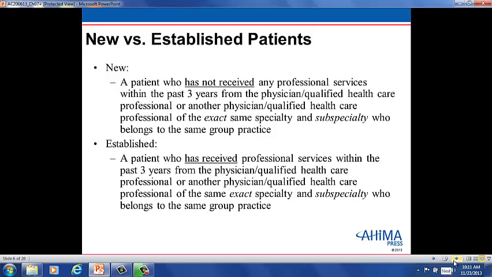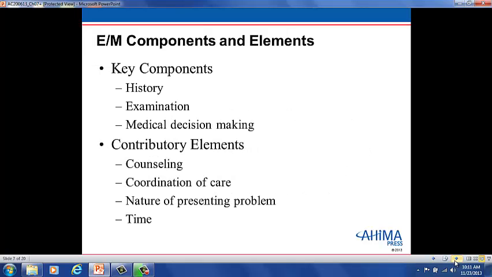So, if a patient, for example, is an office patient who has been going to that practice for several years, but has not been into that practice in 3 years or more, they would be considered a new patient. We need to know this because the code sets for evaluation and management in many areas are based on a new or established patient.